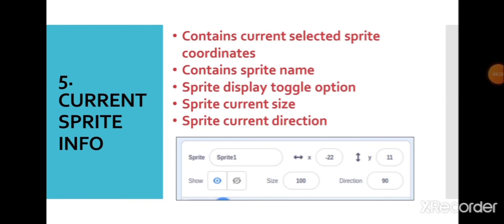Next we have current sprite info. In this component you will find the current selected sprite's coordinates, that is the location, the XY position. It shows the exact position of the sprite on the stage, and it contains the sprite name also. You can type the sprite name and it will show the sprite name. You will find your sprite name in current sprite info, and the sprite display toggle option also. Sprite current size and current direction are also here. You can see the current size of your sprite and current direction of your sprite in current sprite info.